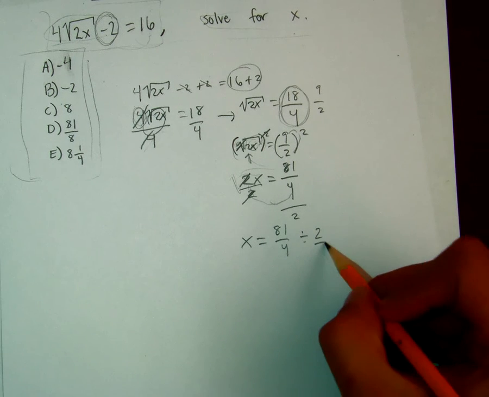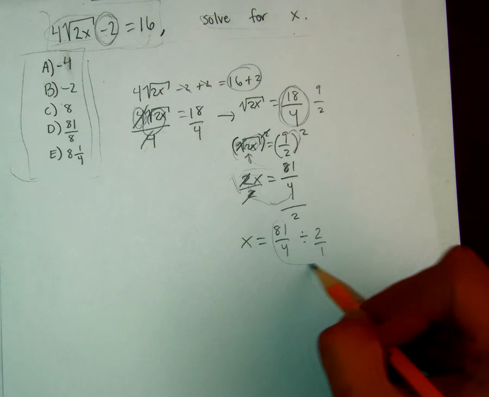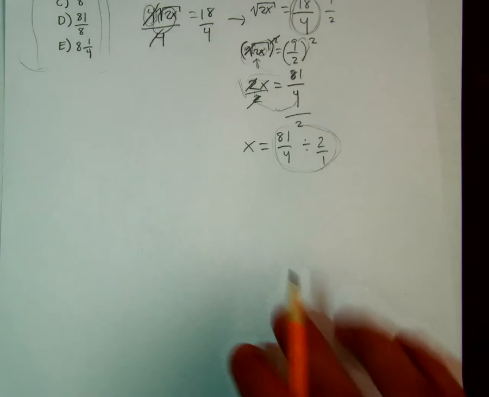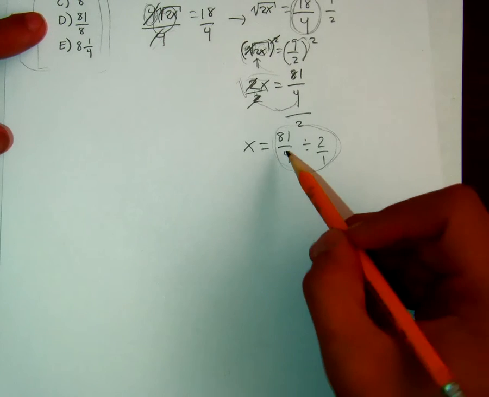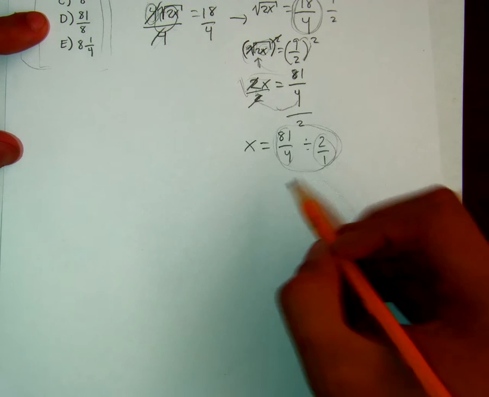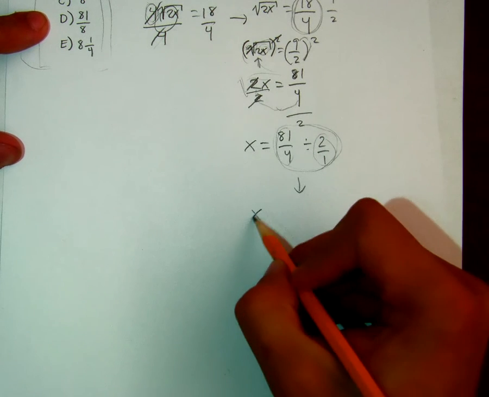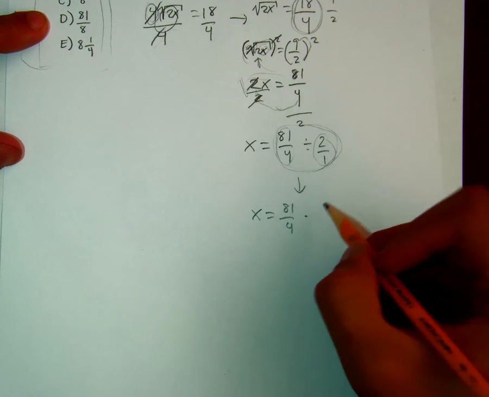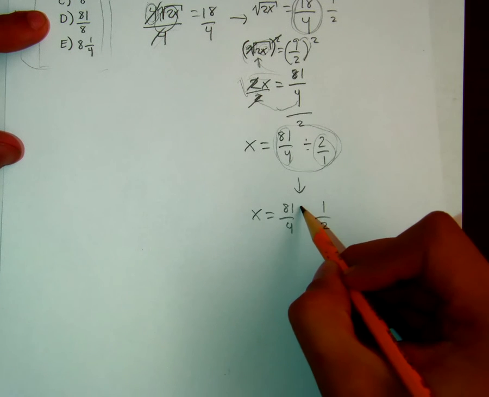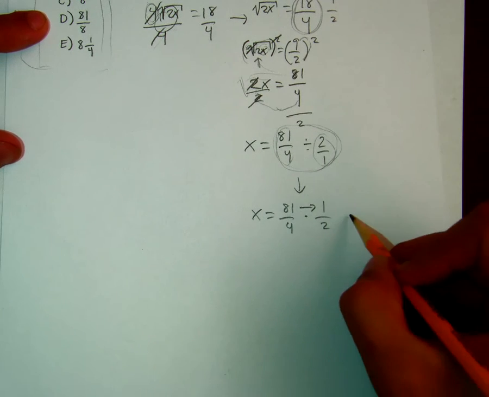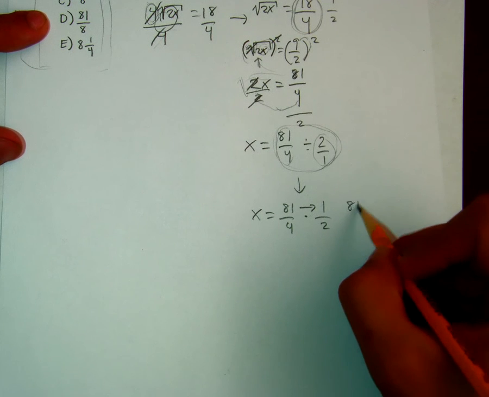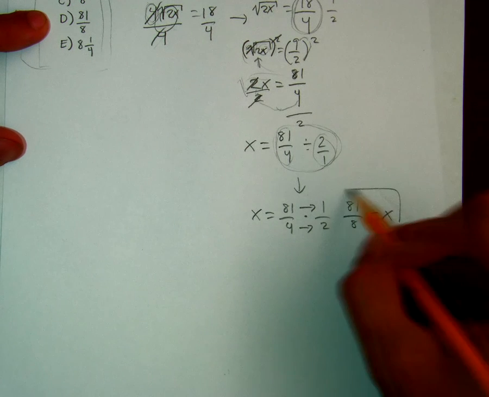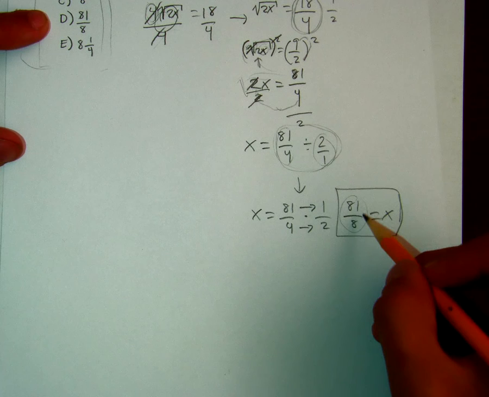These two can be written as 2 over 1 to make this problem easier, dividing. When you're dividing two fractions, you can multiply the first fraction times the reciprocal of the second one. So let's do that. X equals 81 over 4 times the reciprocal of 2 over 1, which is 1/2. Then you just do the math, which is 81 times 1 equals 81, and 4 times 2 equals 8. So that is your final answer. So you can't simplify it any further.